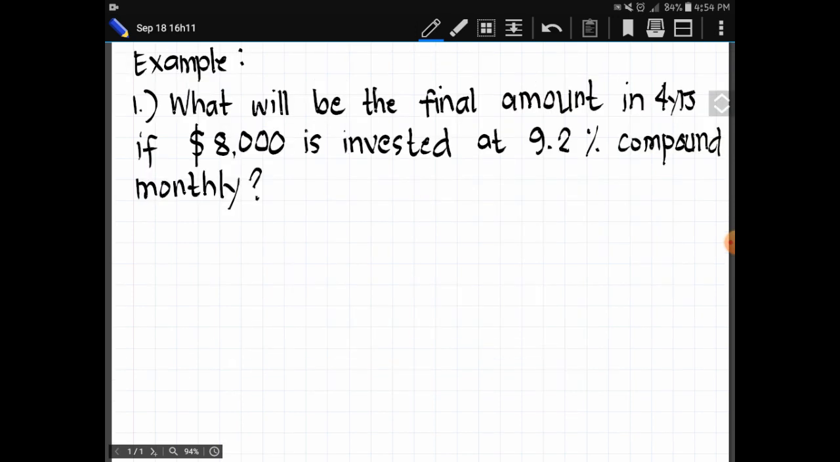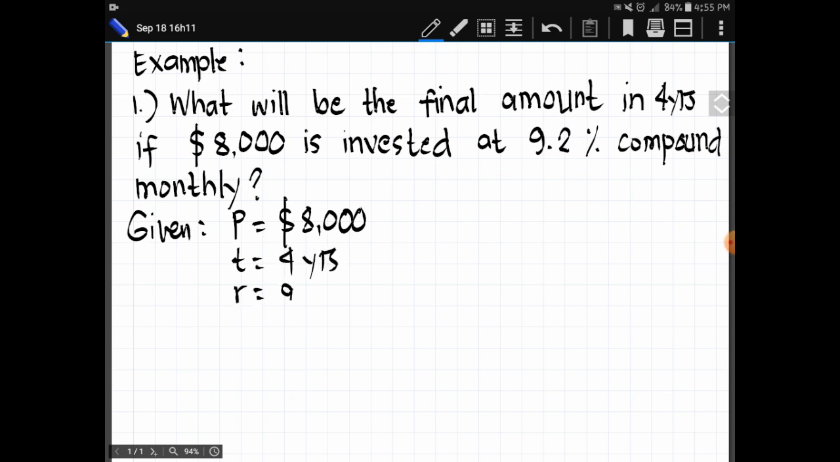For example, number 1: what will be the final amount in 4 years if $8,000 is invested at 9.2% compounded monthly? So our given would be: we have the principal amounting to $8,000. We also have the time, that is 4 years, the rate, which is equal to 9.2% or 0.092. Our compounding period would be monthly, so that would be equal to 12. Our required would be the final amount, or F.